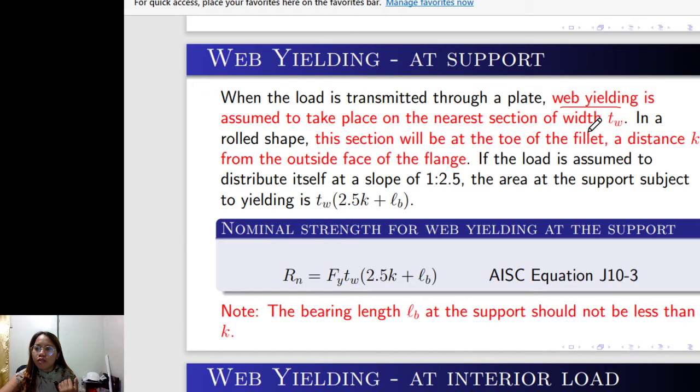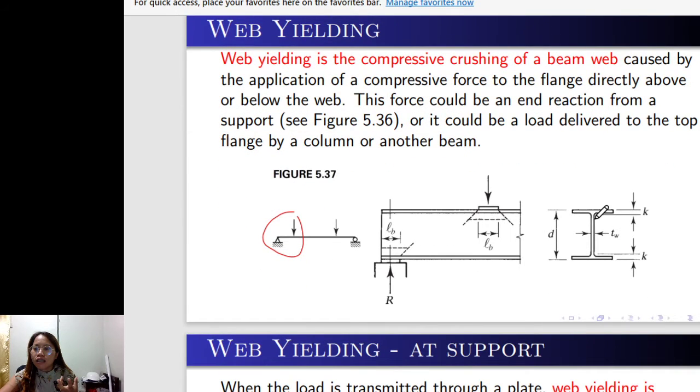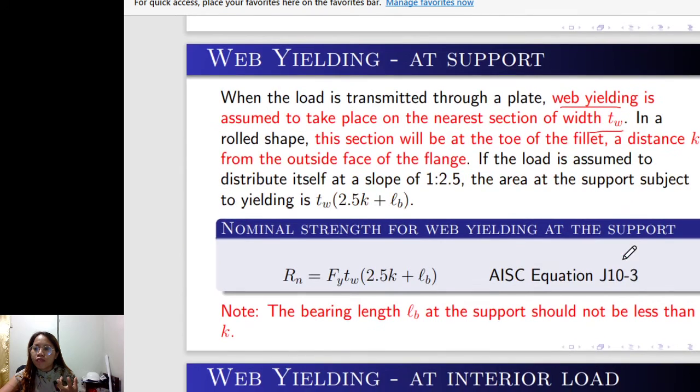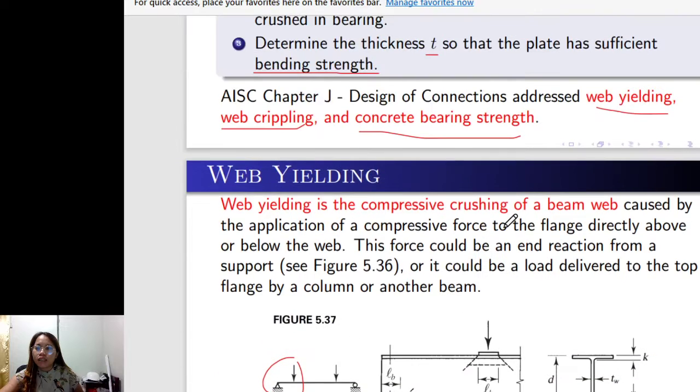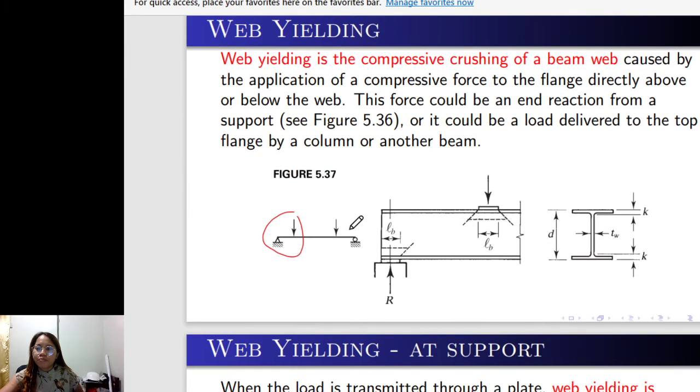This section will be at the toe of the fillet. So this section, TW, at a distance K from the outside face of the flange. Now, as I discussed earlier, the web is after the K value. This TW is at a distance K from the outside face of the flange. If the load is assumed to distribute itself at a slope of 1:2.5, the area at the support subject to yielding is this TW thickness times 2.5 K plus LB. LB is this one.